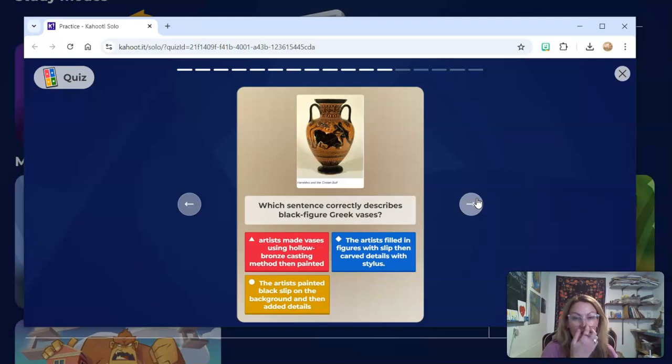Which sentence correctly describes black figure Greek vases? I love these. It reminds me of Hercules. So in creating the black figure Greek vases, the artist filled in the figures with slip and then carved details with a stylus.